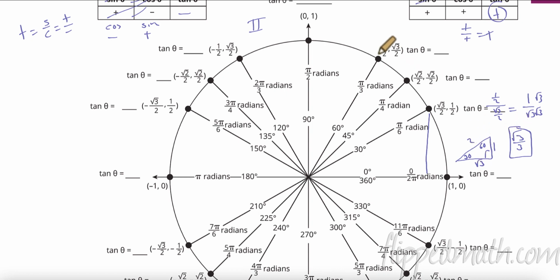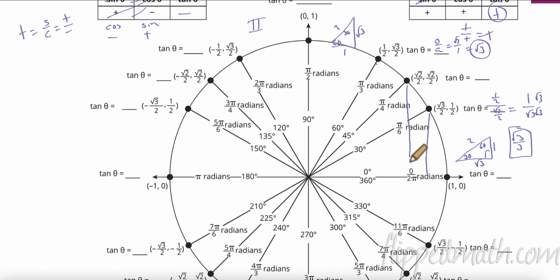Let's do this one here. This is a 60, right? Same thing. 60, 30. So this is 1. This is radical 3, and this is 2. So tangent is opposite over adjacent. The opposite side of 60 is radical 3 over 1. So this is radical 3. Amazing. All right, let's find this one.